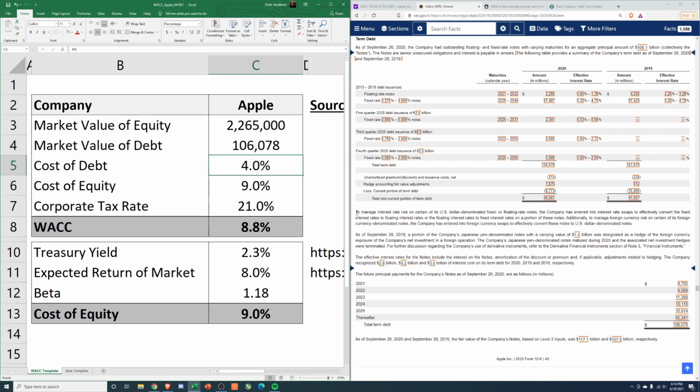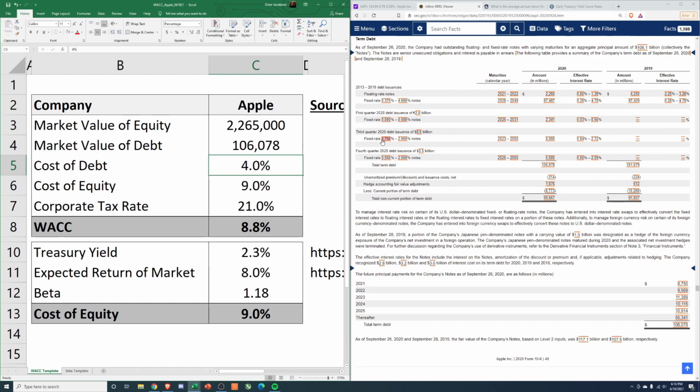Cost of debt. This part's tough. They don't break out everything for you. We know we have 87 billion between 0.3 and 4.65, and then some other smaller amounts between 0.5 to 2.5, 0.7. So really, you could do some sort of weighted average between these smaller portions and these percentages.